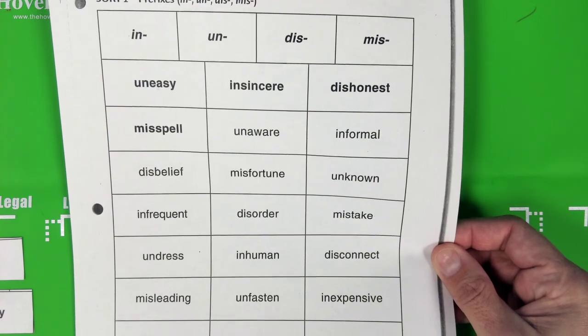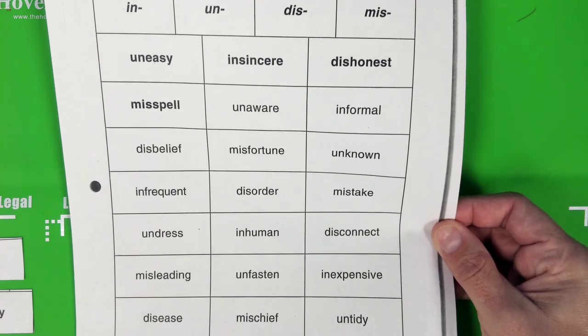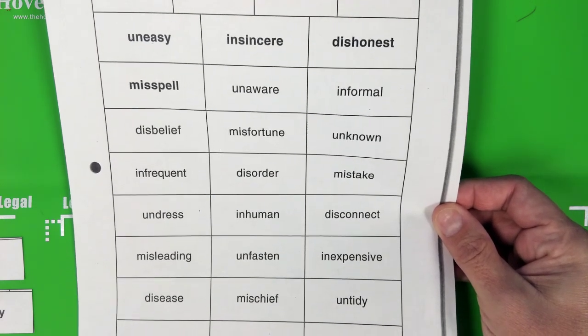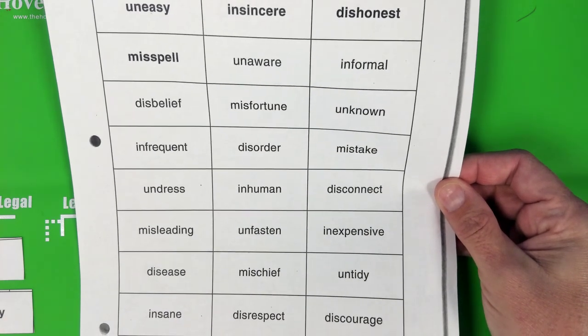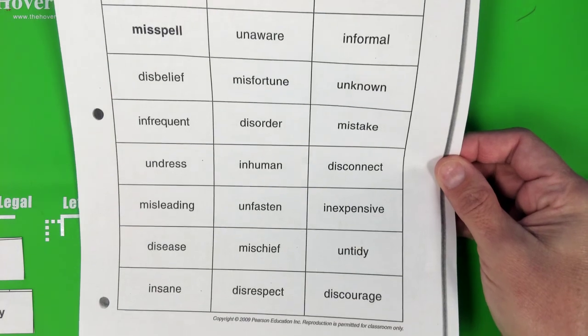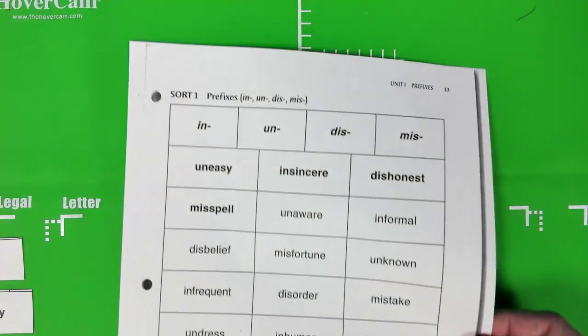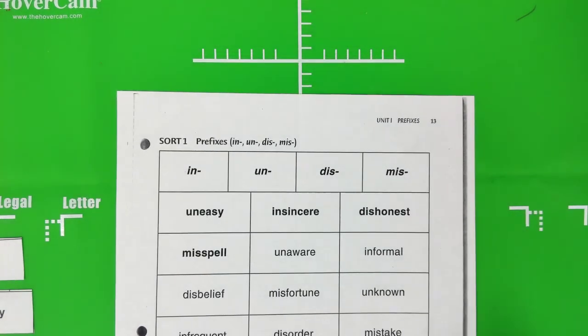Last column. Dishonest, informal, unknown, mistake, disconnect, inexpensive, untidy, and discourage.